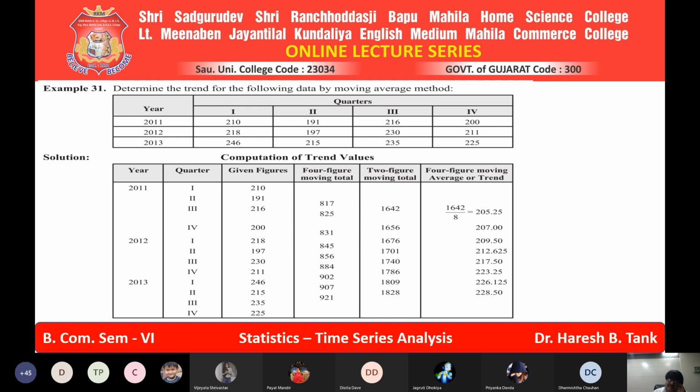Now the last process is left. In the last column, it should be the 4 quarterly moving average, or you can say trend values. Since you made 2 different processes, a bunch of 4 and then a bunch of 2, divided by 4 and divided by 2 becomes divided by 8. So all these values, 1642, 1656 and so on, are to be divided by 8 in the next column, the 4 quarterly moving average centered.